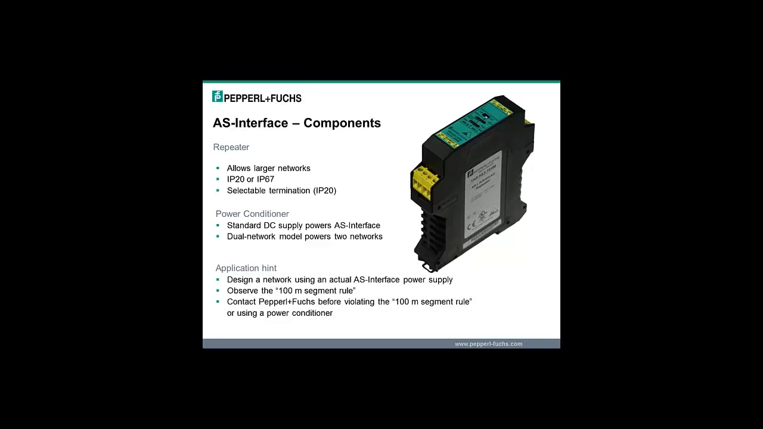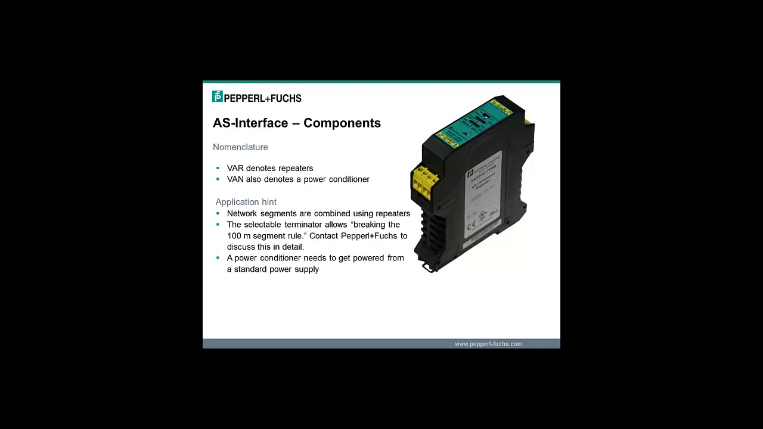Generally, AS interface networks should utilize AS interface power supplies and observe the 100-meter segment rule. Always contact Pepperl & Fuchs for assistance if you intend to violate those two conditions. The product name of our AS interface repeaters starts with VAR. Since power conditioners are considered power supplies, these products also start with VAN. Repeaters are used to create larger AS interface networks. They simply couple individual segments.